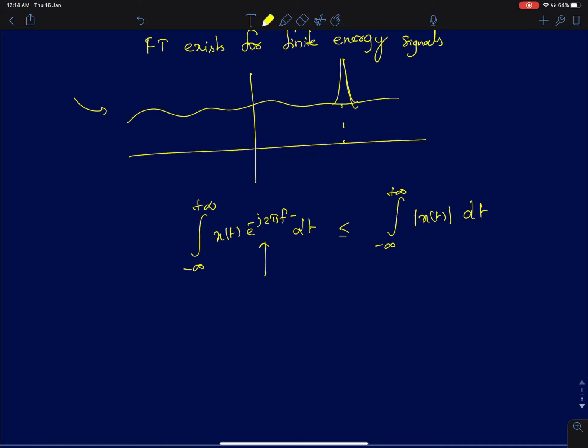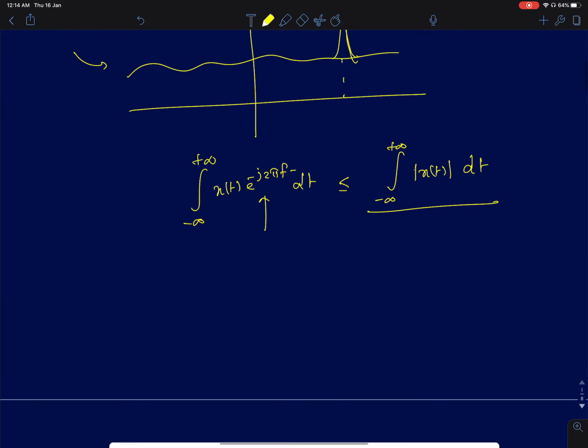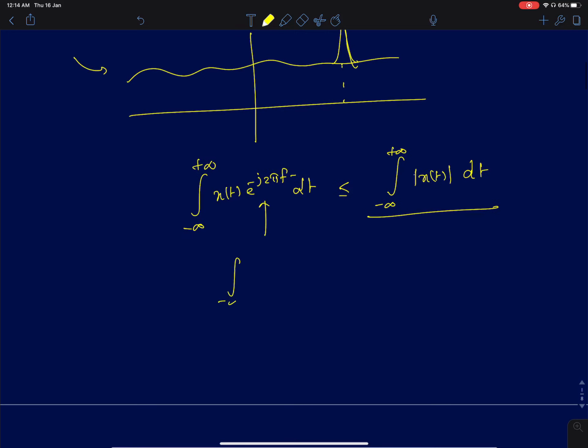Okay, so you'll get this result. If you satisfy this condition, the integral of the modulus of x of t dt is less than infinity, then this condition is called absolute integrability. You take the absolute value, or the modulus, of a signal and integrate it for all time. If that value is less than infinity, then the signal x of t is said to be an absolutely integrable signal.